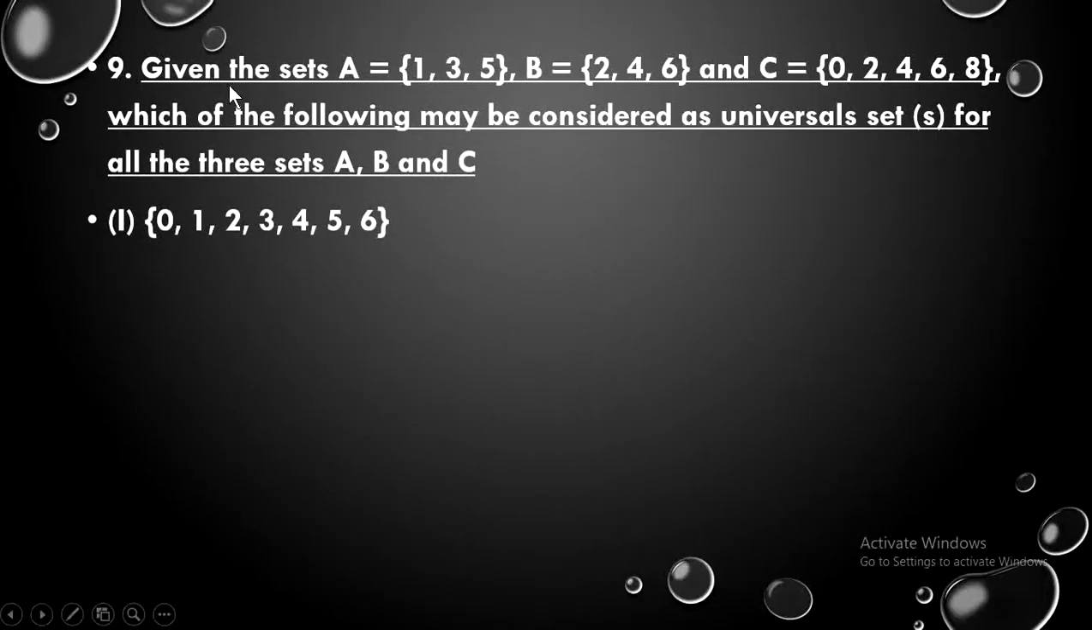Now the ninth question, you can see they have given you three sets A, B and C, which consist of the following elements. They have asked which of the following may be considered as universal set for all the three sets A, B and C. So they have given you one such set and they have asked you whether this set can be considered as a universal set for all these three sets.